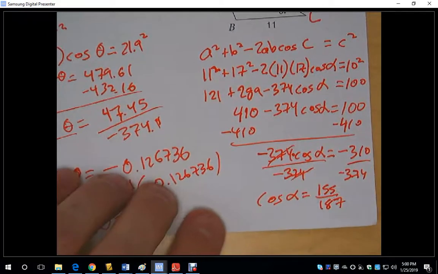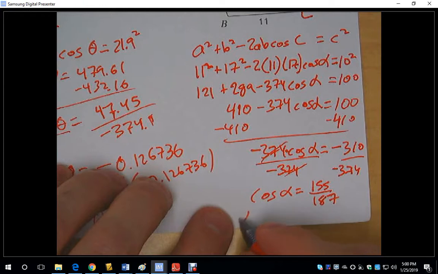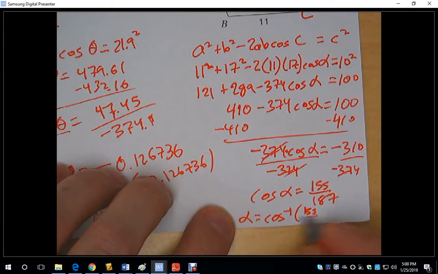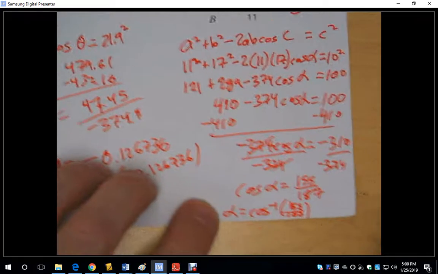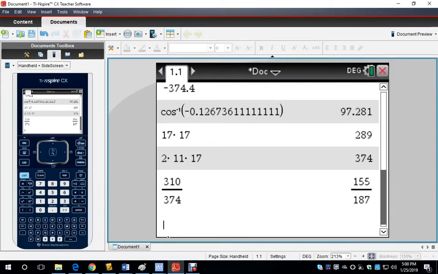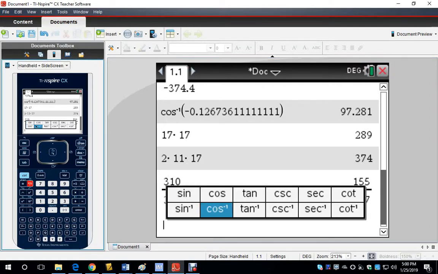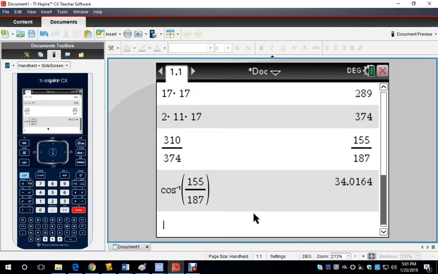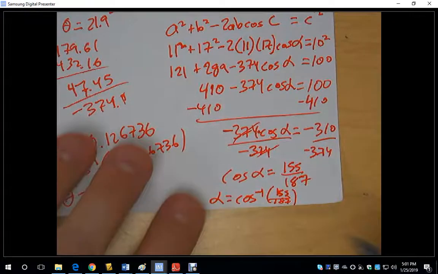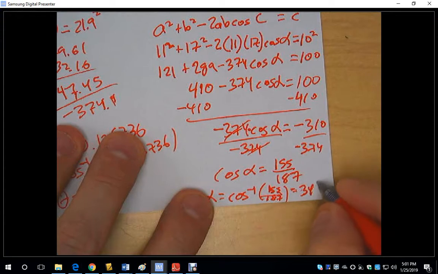And then we take the inverse of cosine to both sides. So I get alpha equals the inverse of cosine of 155 over 187. And that's going to equal, let's see, the inverse of cosine of this amount gives me 34. So the angle here is 34 degrees.